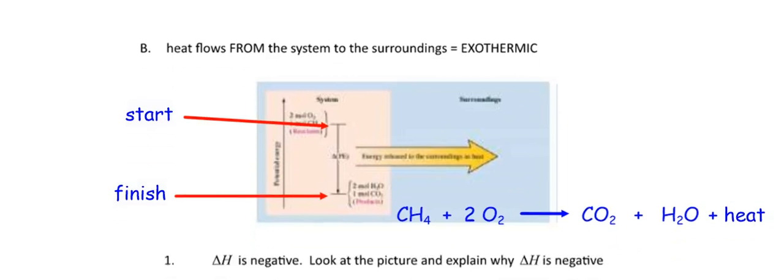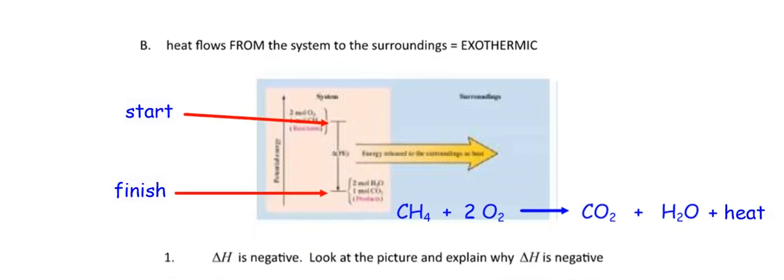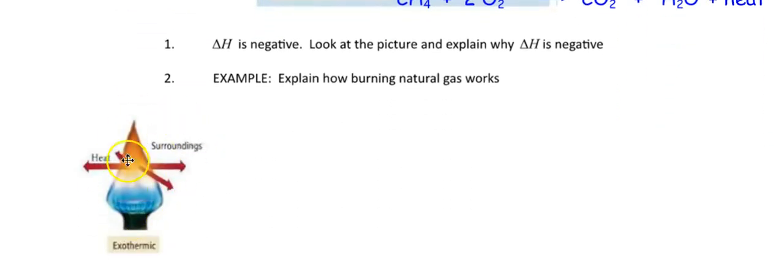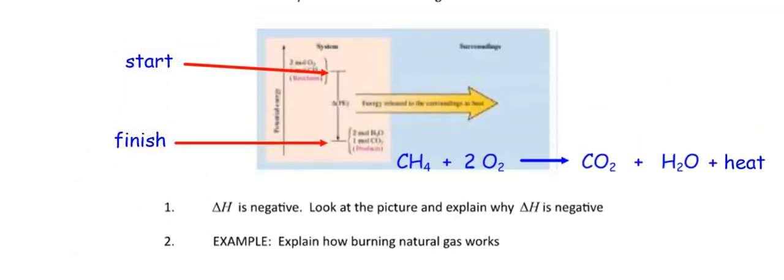It says here delta H is negative. Look at the picture and explain why. I think I just told you why. Because you finish at a lower spot than you start, so when you subtract, you get a negative number. So how does burning natural gas work? Well, this reaction is exothermic. It's producing heat, and then the surroundings are absorbing the heat. So what are the surroundings? Air, maybe you, maybe a pot of water if you're trying to heat up some water. So that reaction ends up at a lower energy level than it started. So where did the energy go? It went to its surroundings. It went to the heat.